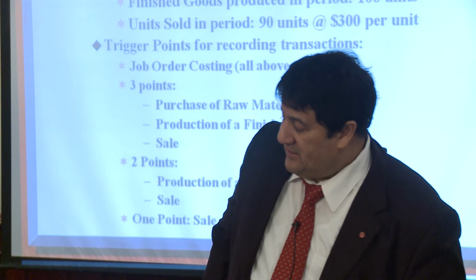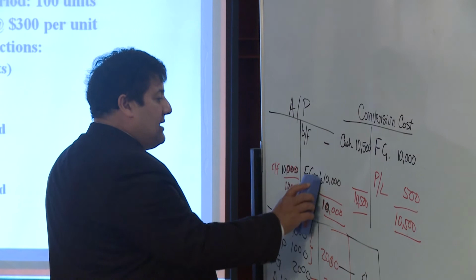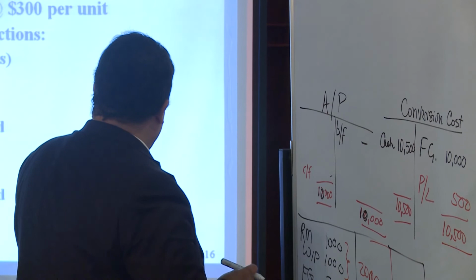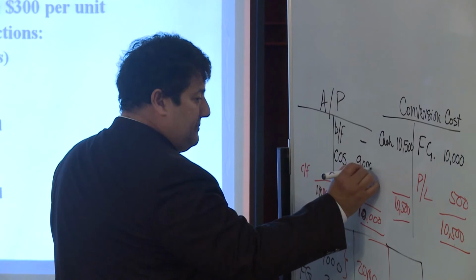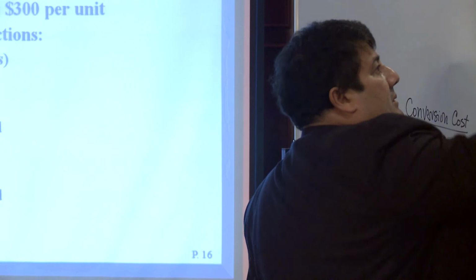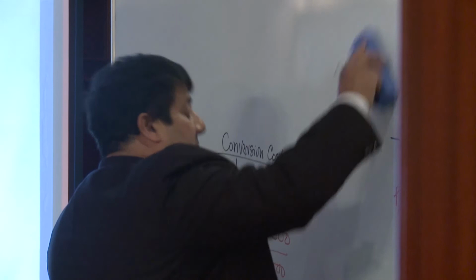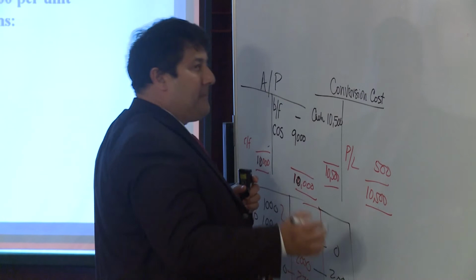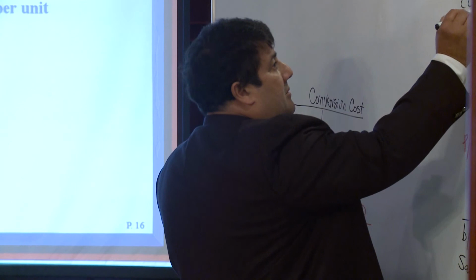Now the entries will be like this. Here, we don't recognize the supplier until the item is sold. But remember, we are selling a pre-order. So when we sell, we will recognize the raw material, so it goes straight into cost of sales, 9,000, from accounts payable, and conversion cost only. What is sold goes to cost of sales, 9,000, 90 units at 100. So that's where the 18,000 comes from.